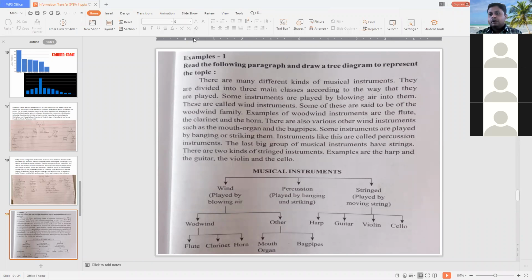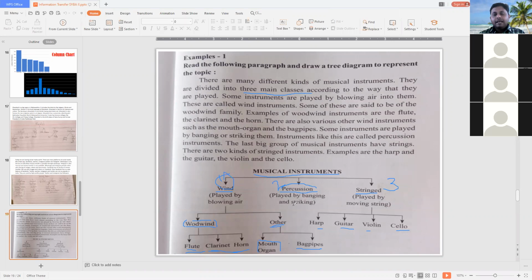Go through the paragraph first. We have to understand the topic of the given passage. The passage deals with musical instruments. So we highlighted different types of musical instruments in the form of a tree diagram, right?